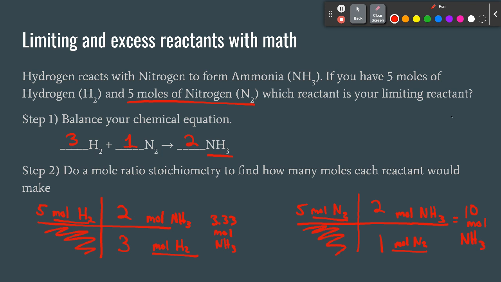So which one of these reactants is going to make the least amount of product? Is it my hydrogen or is it my nitrogen? Yeah, hydrogen only makes this much before it runs out. So it's going to be my limiting reactant. I'm going to run out of my hydrogen way before I run out of my nitrogen. So this is how you calculate your limiting and excess reactants.